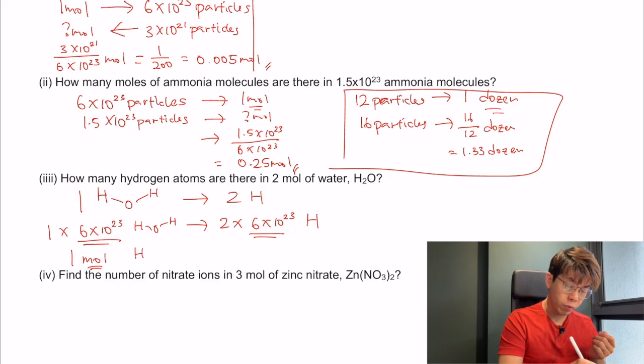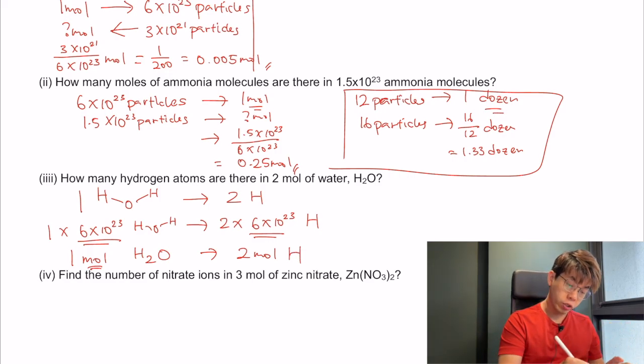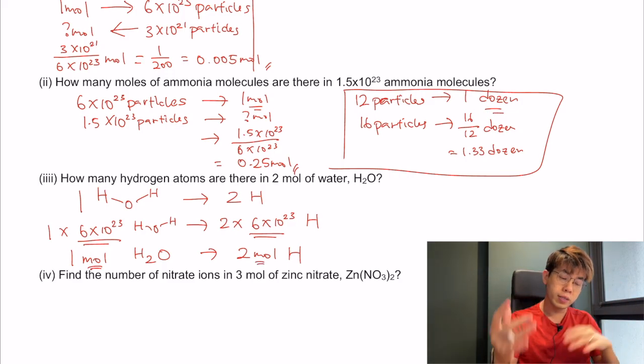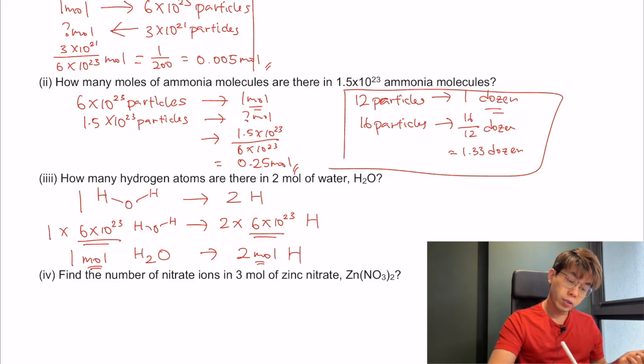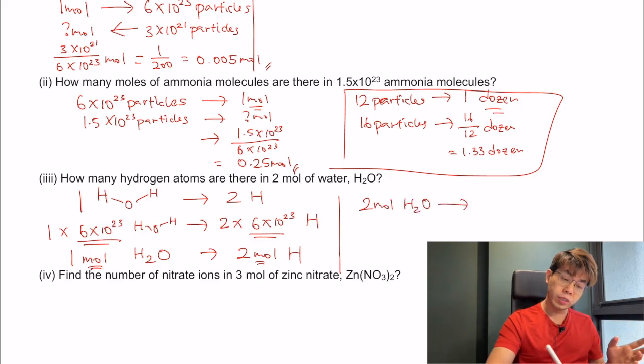So if I have 1 mole of H2O, I actually have 2 moles of H. Basically I just changed 6 times 10 to the power of 23 to the word moles because they are the same. 1 mole is 6 times 10 to the power of 23. So 1 mole of water has 2 moles of H. The question asks for 2 moles of H2O, so using our simple ratio, this will be 4 moles of H. Alright, let's look at the next one.